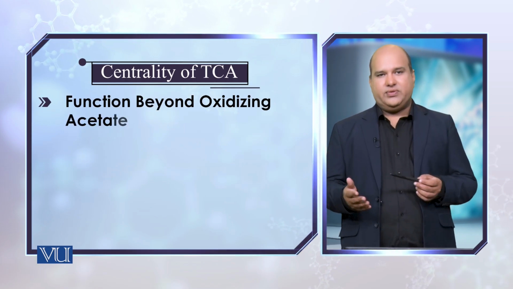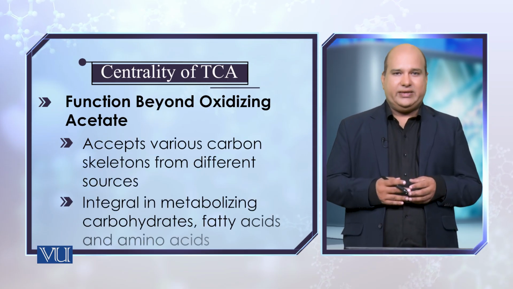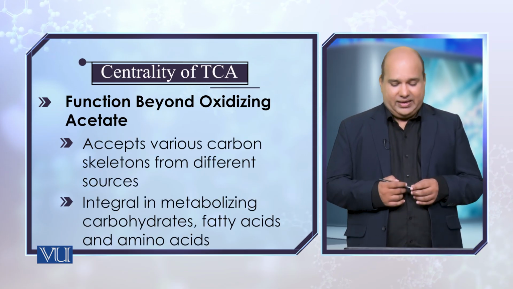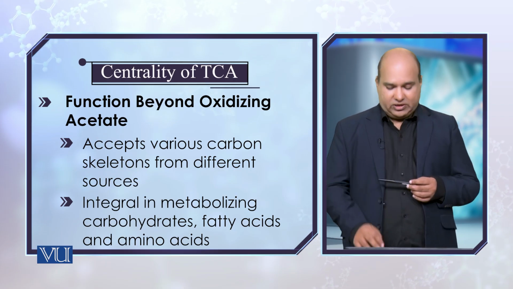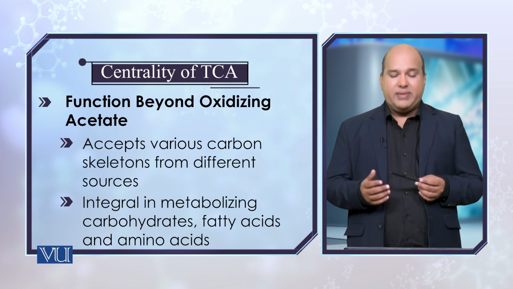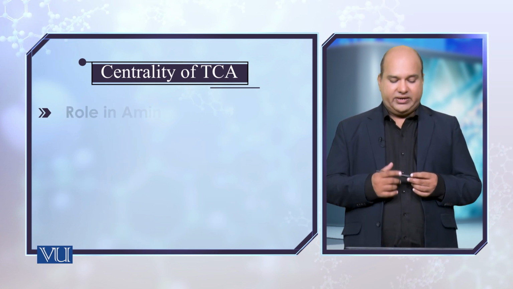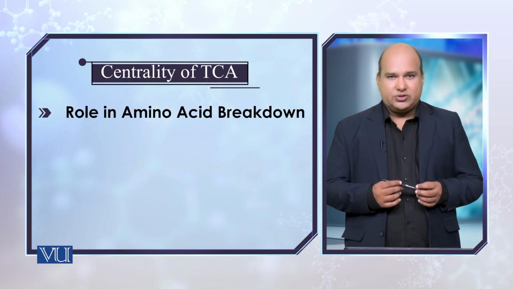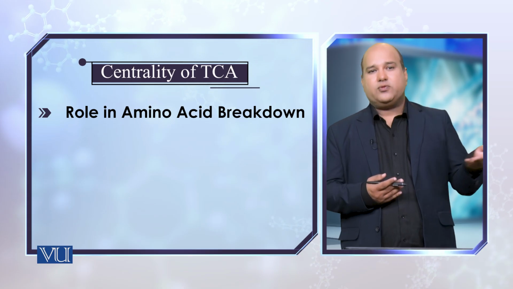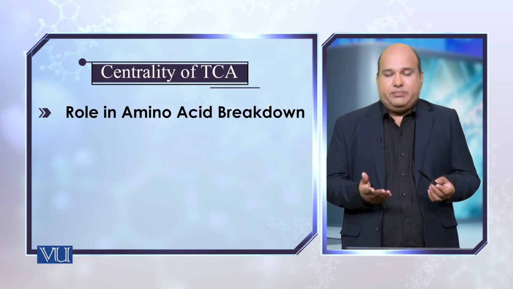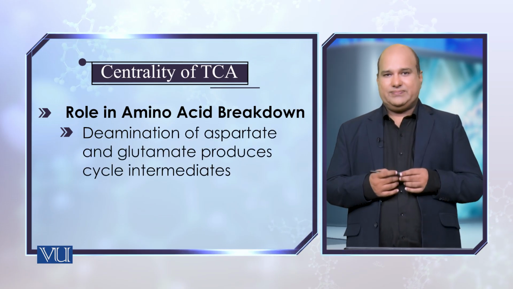Beyond the oxidation of the acetate moiety which you found in the acetyl CoA, it gives rise to the formation of a lot of ATP. It gives rise to the formation of many compounds which in turn become part of different reactions. It also takes many molecules from other reactions, like the breakdown of amino acids, which gives the intermediates of the TCA.